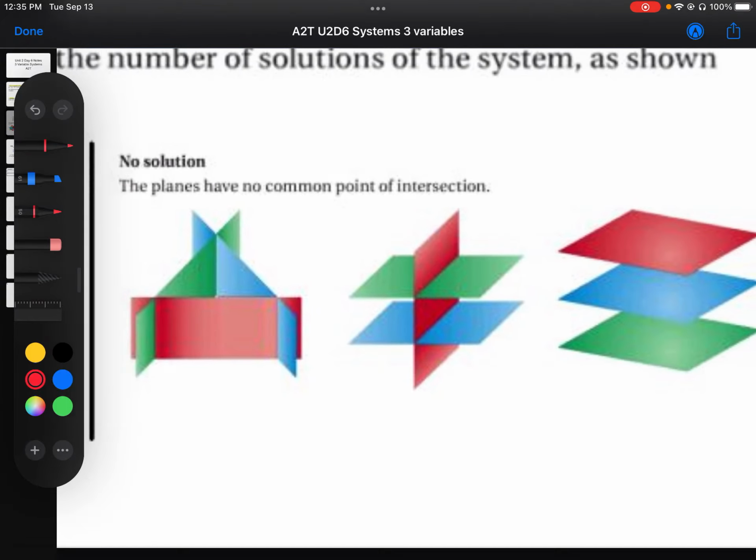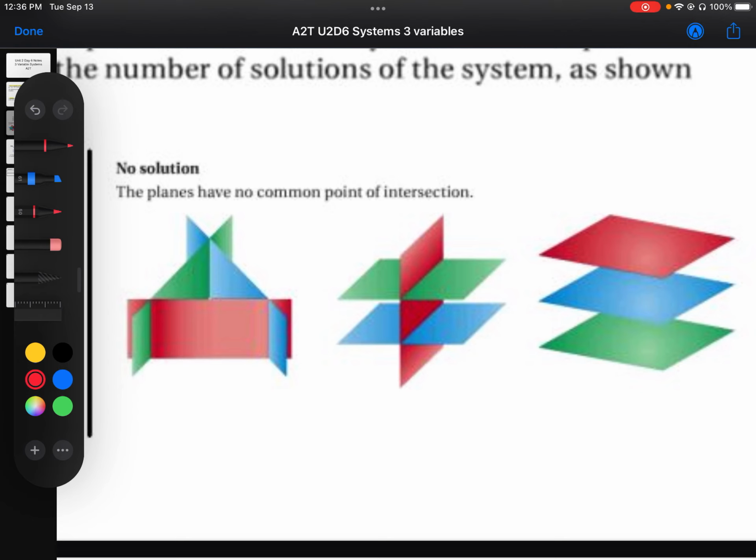If we get no solution, it's because the three planes do not intersect at the same point or line. So maybe the three planes are parallel. Maybe two planes are parallel and one's a transversal, or each of them intersects one other plane.